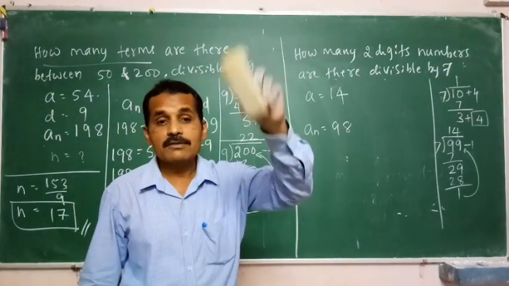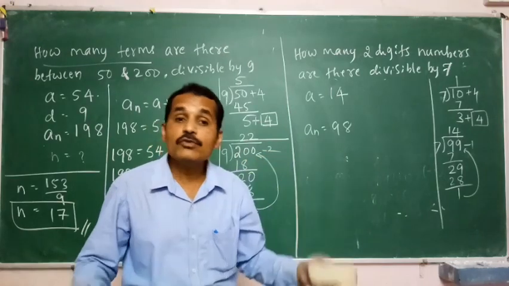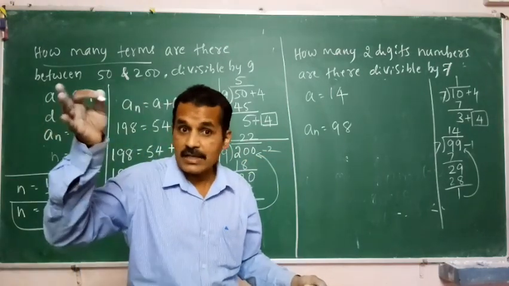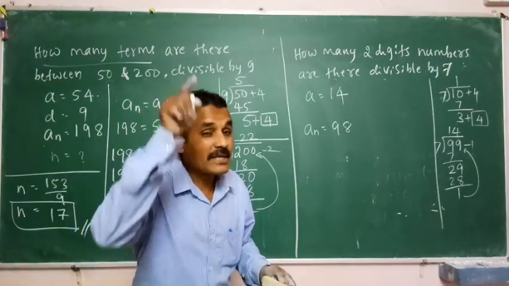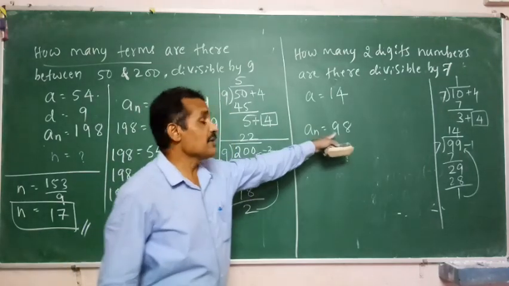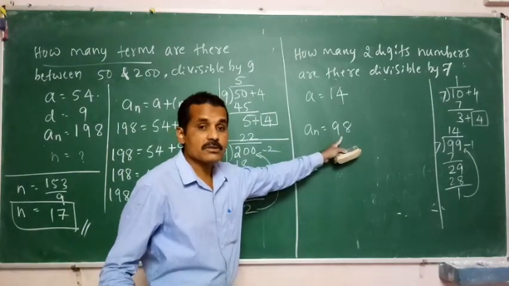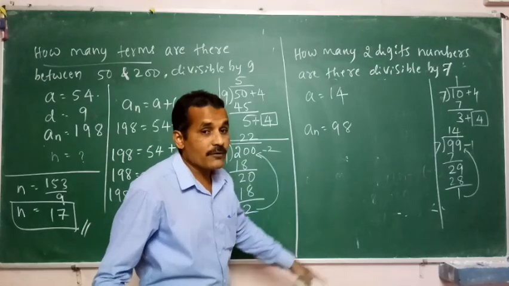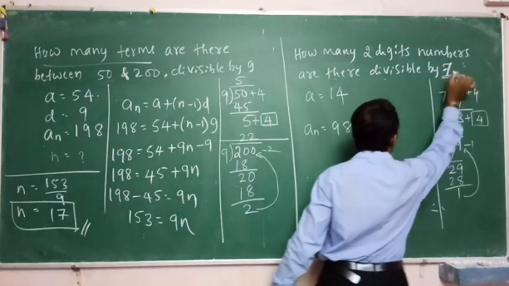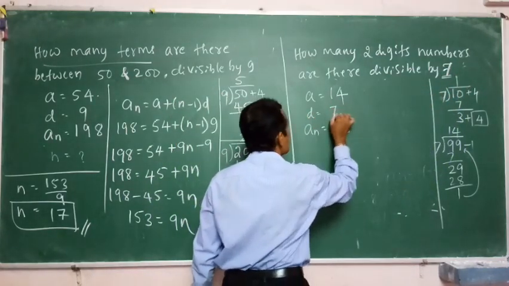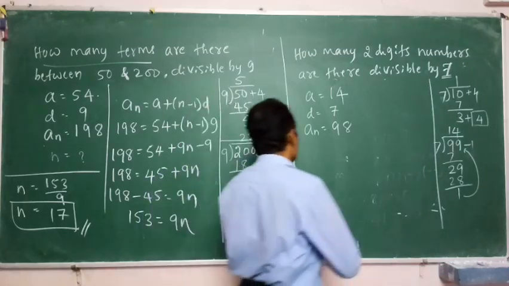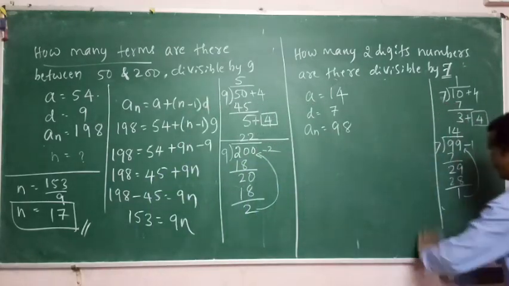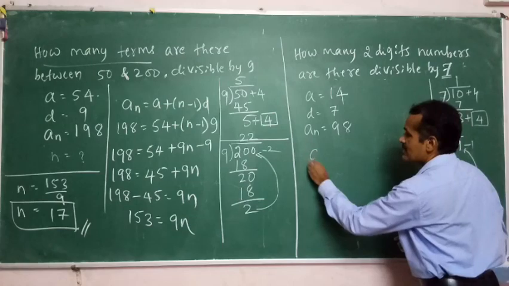Largest number divisible by 9, which is of 2 digits. No doubt 99 is the biggest number, but as far as divisible by 7 is concerned, 98 is the largest number. I want a common difference. Divisible by 7 means common difference is equal to 7. Okay, that's all the problem. You can pause the video, find yourself, check the answer.